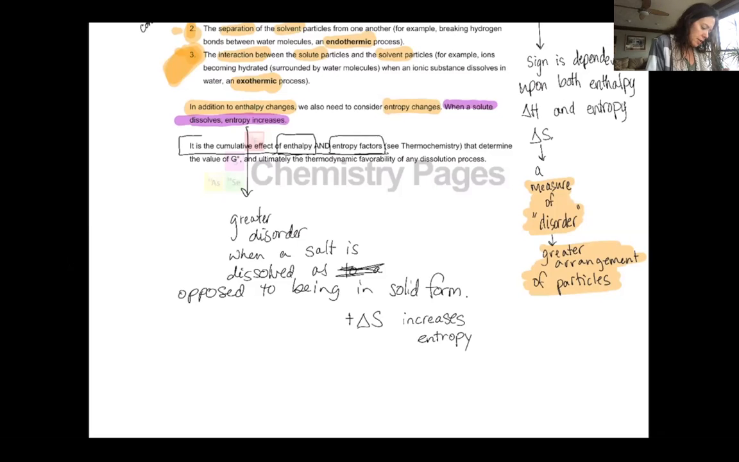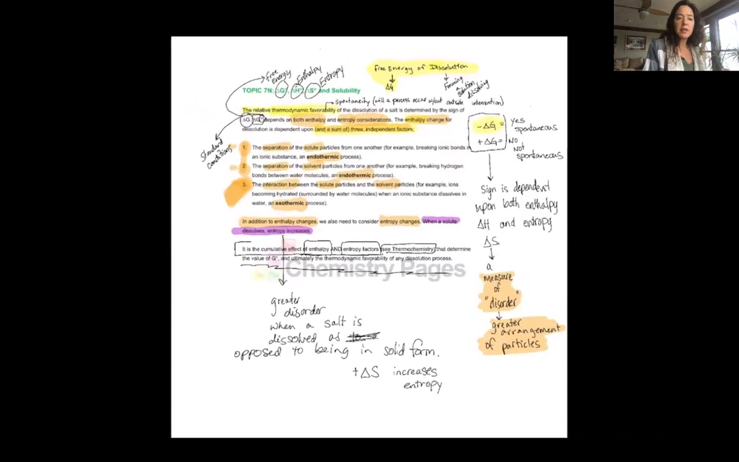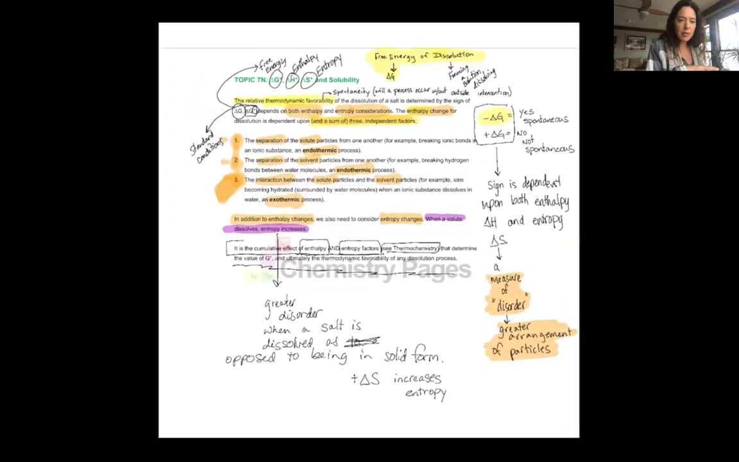You see it says C, thermochemistry, that the value of delta G and ultimately the thermodynamic favorability of any dissolution process. So we'll talk more about it is what that's saying. And I'm going to leave that at that. There are no practice problems here because it doesn't belong here in our content. All right. Thank you. On to Unit 8.